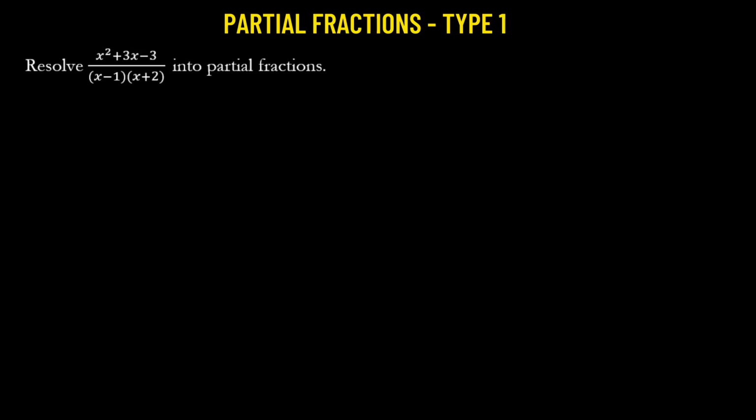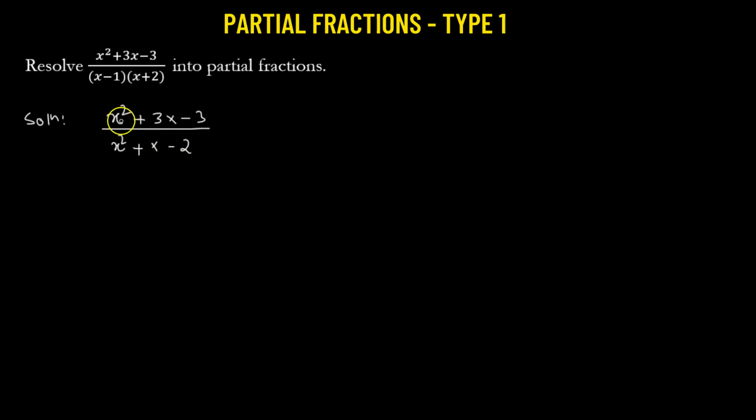In this problem, we need to resolve the given rational fraction into partial fractions. So let's begin. We have the given expression: x squared plus 3x minus 3 divided by, let's multiply x minus 1 with x plus 2. That will become evident in a moment. But we have x squared plus x minus 2.